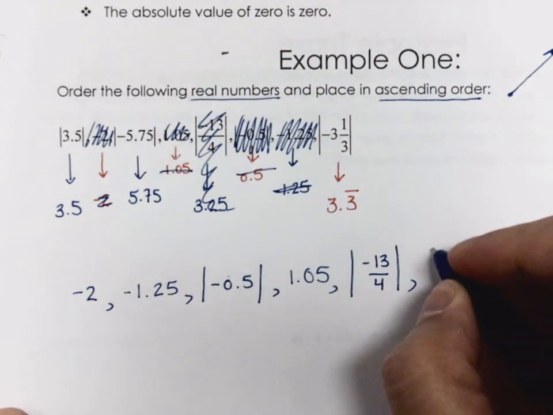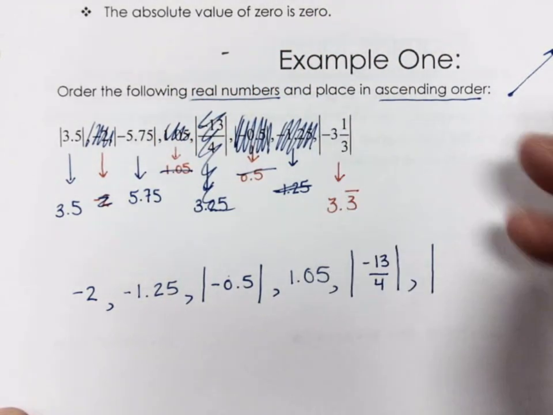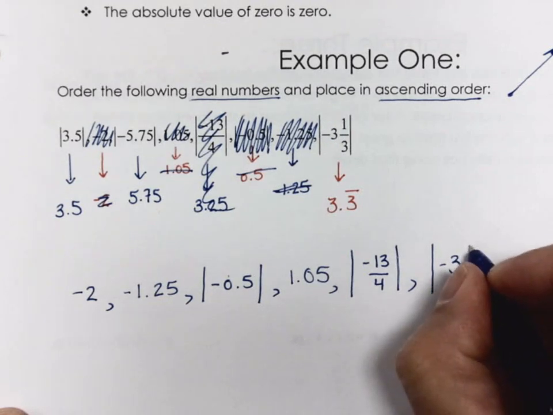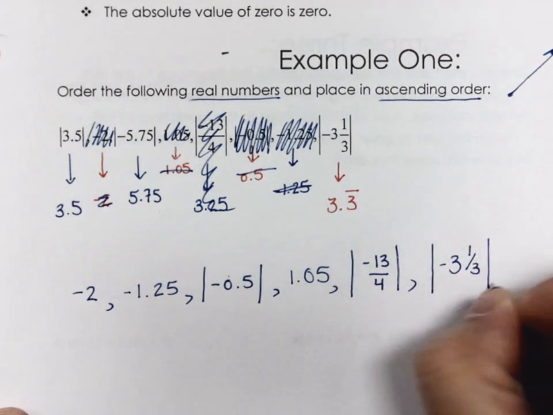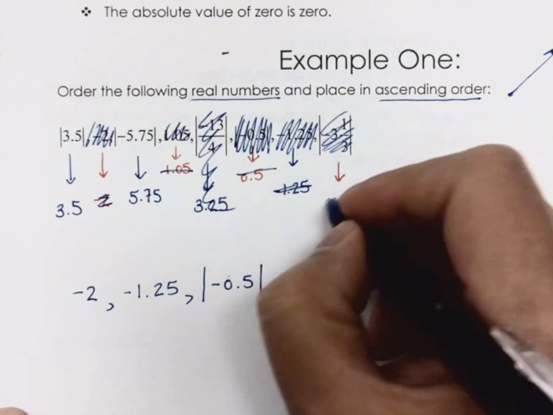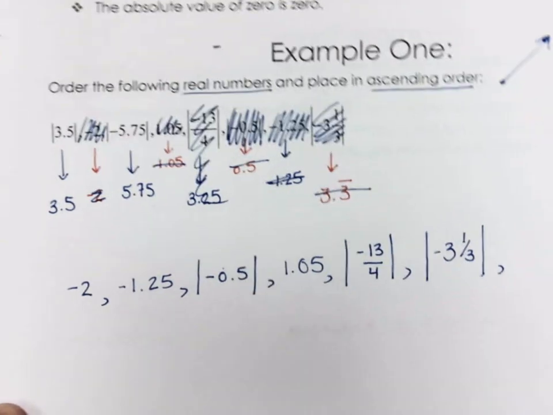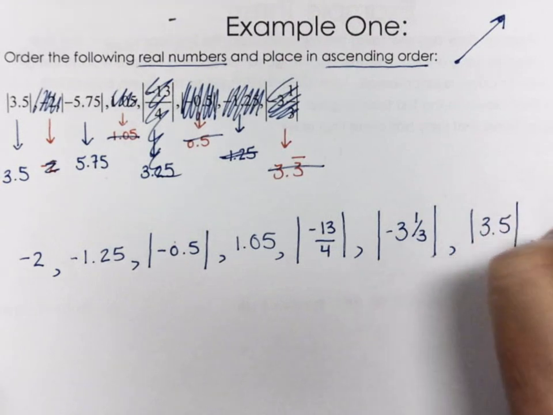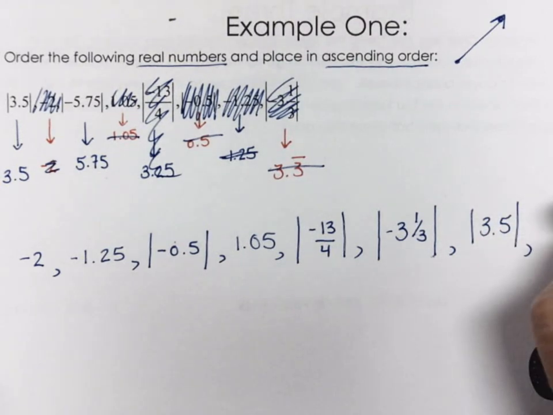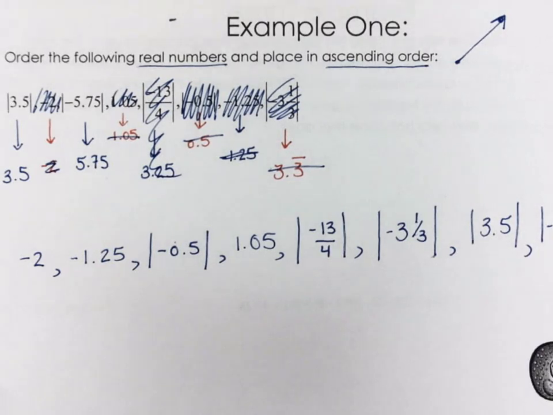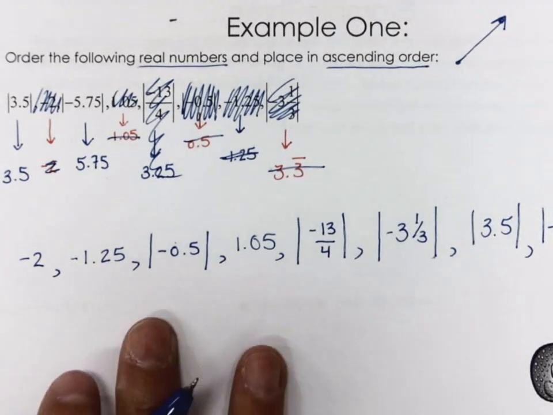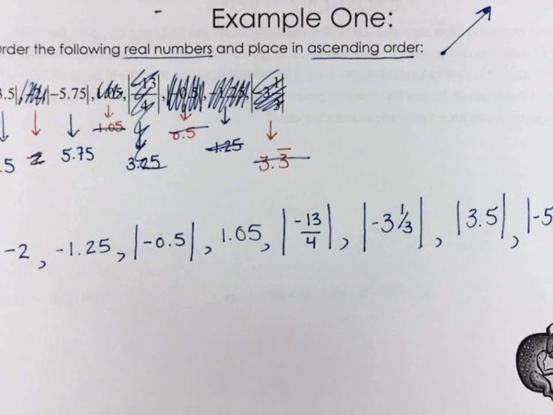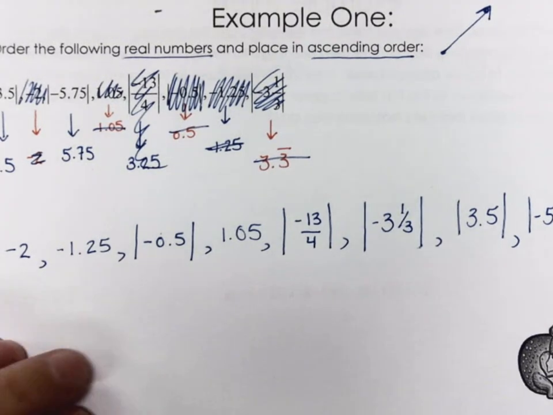Okay, and then next up would be the negative absolute value of negative 3 1/3. So that one's gone. Next is the absolute value of 3.5 and the absolute value of negative 5.75. Okay, pretty straightforward. This lesson is going to be really quick to do, and hopefully it doesn't cause you too many problems.